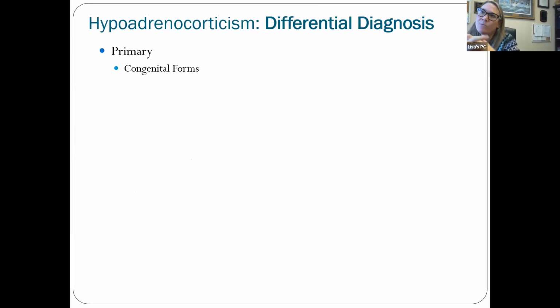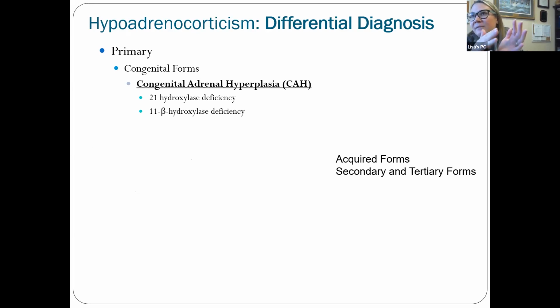So again, this is a really broad differential of adrenal insufficiency. I'm going to talk about congenital forms, which by that, I don't necessarily mean that they present at the time of birth. I mean more they're genetic related things as opposed to acquired forms, and then secondary and tertiary forms, which I'll get to on the next slide. So under congenital forms, I think we're all kind of familiar with congenital adrenal hyperplasia, or CAH. On the next slide, I'll talk in more detail about that. But the most common causes of CAH are going to be a 21 hydroxylase deficiency or an 11 beta hydroxylase deficiency.